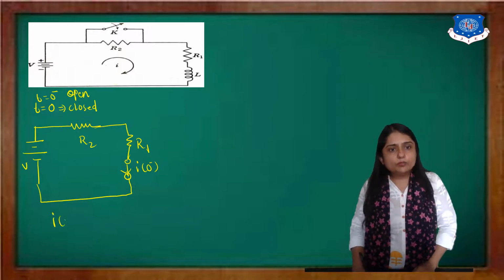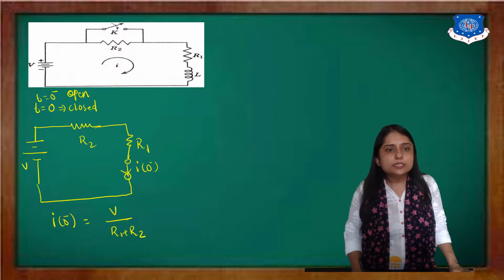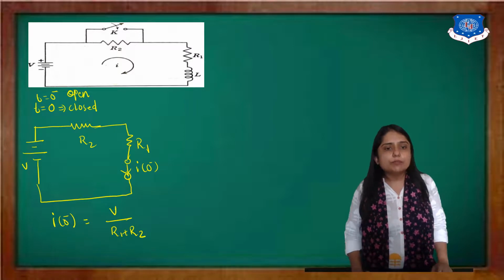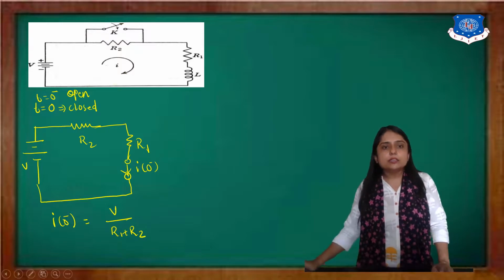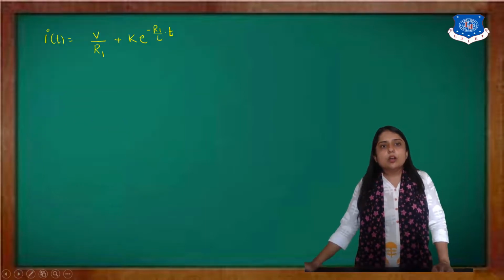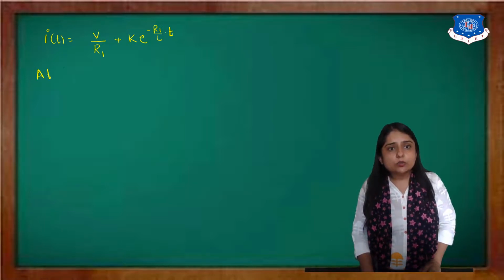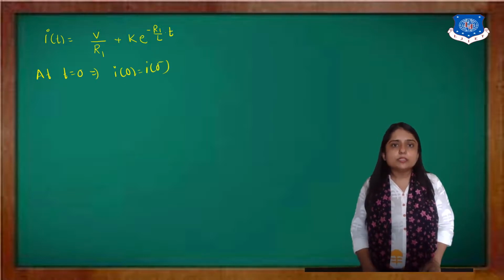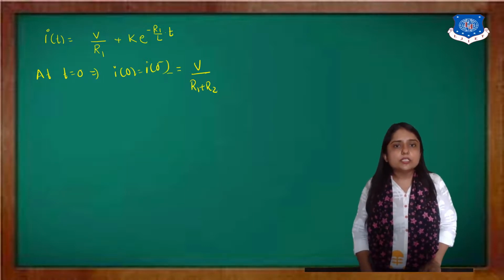So the value of I of 0 minus equals V divided by R1 plus R2, because these two resistors are connected in series. So this is V divided by R1 plus R2. Now we have to apply this here. Already we have this equation. Now at t equal to 0, this current will become I of 0, and that is I of 0 minus. And that value we have already found, that is V divided by R1 plus R2. You just substitute this in this equation.